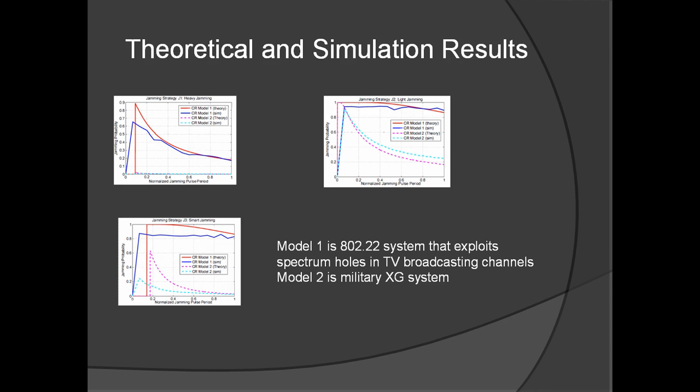So you can see the light jamming and smart jamming are fairly similar. There are some small differences with scaling, but for the 802.22 system, the results are fairly close.